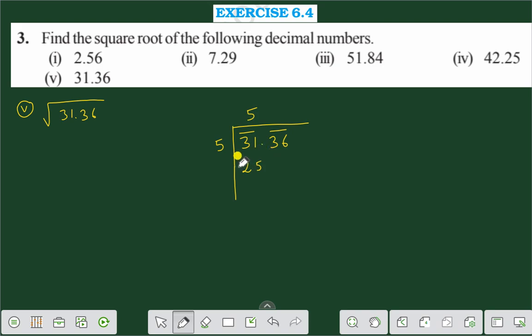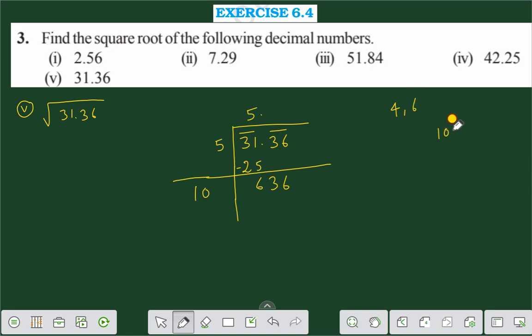25. 31 minus 25, that is 6. The point is given, and 36 will come down. Double this number 5, that is 5 twos are 10. Now the unit place is 6, that means it will be multiplied by either 4 or 6, because 4 fours are 16 and 6 sixes are 36.